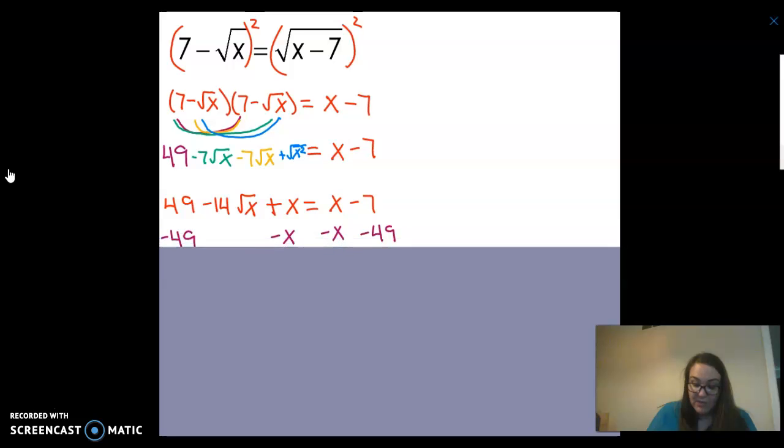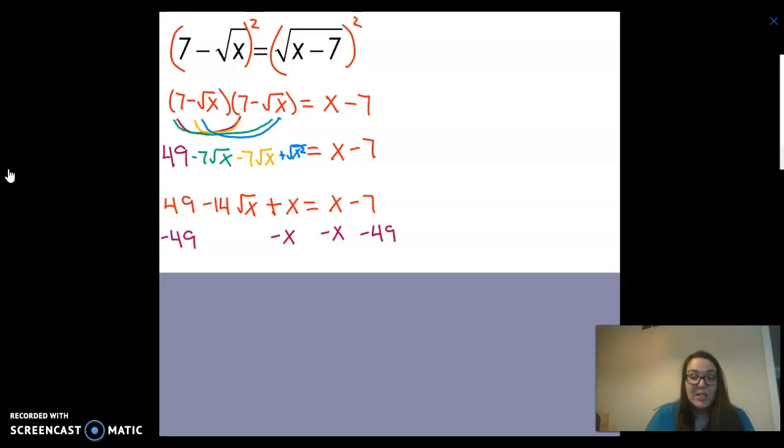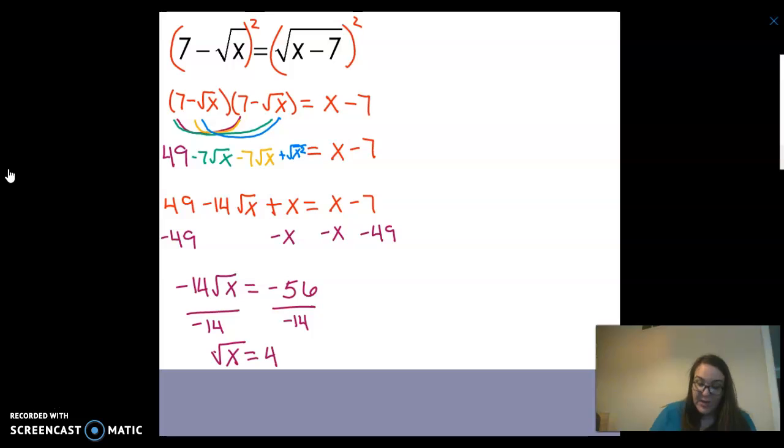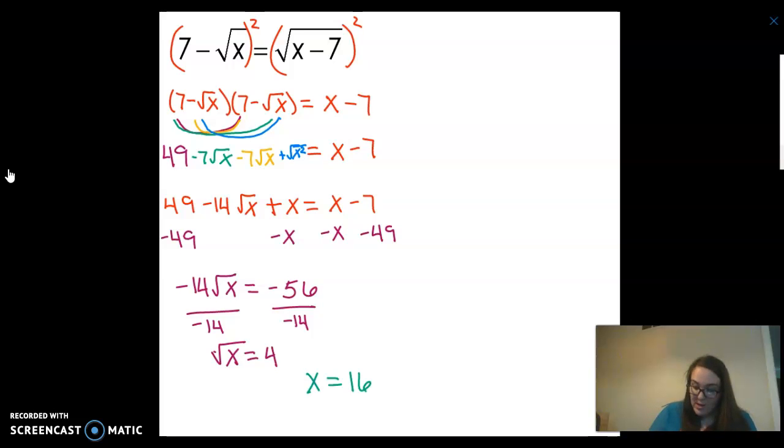I then subtracted the 49 and subtracted the x, so that I have negative 14 square root of x equals negative 56. This is not like the previous question. Right now, I cannot say no solution because it equals a negative, because my square root's not by itself. When I divide by that negative 14, we end up getting square root of x equals a positive, which means I can continue. Get rid of the square root by squaring. And I end up with x equals 16.